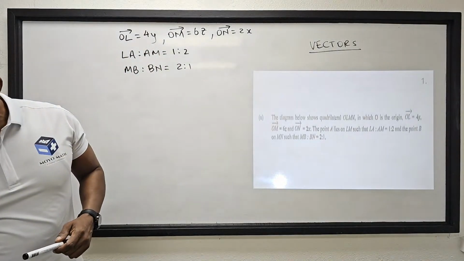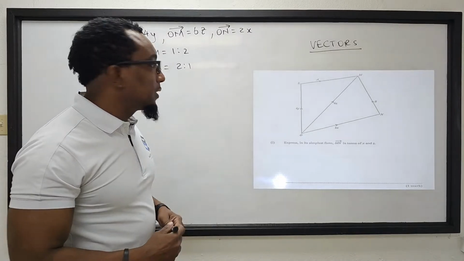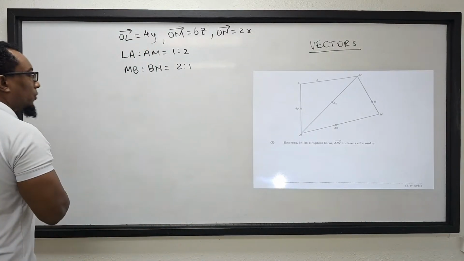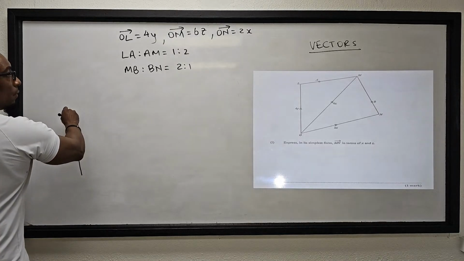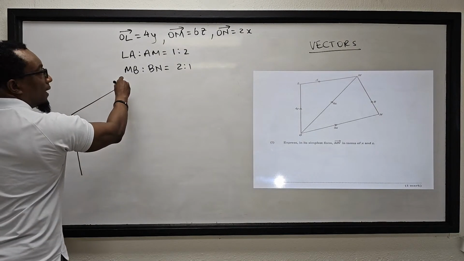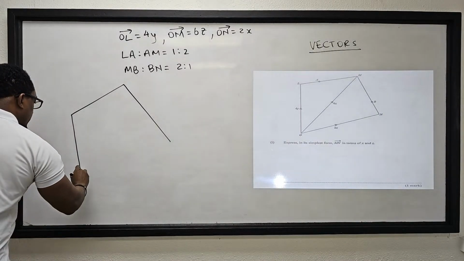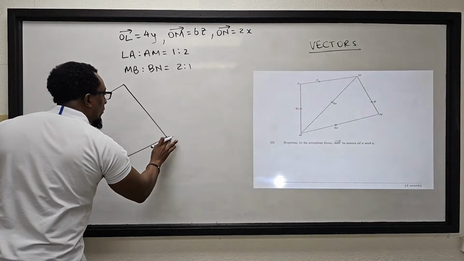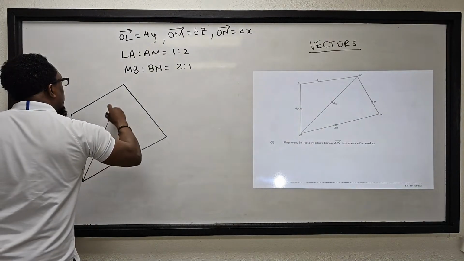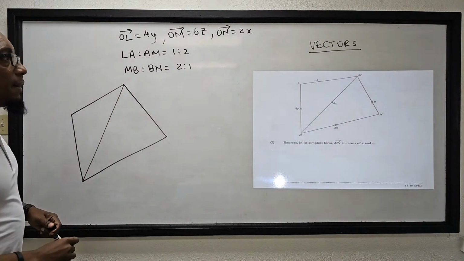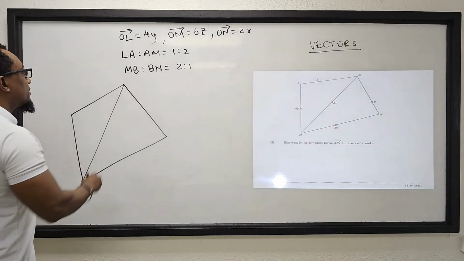Let us apply our knowledge to the question shown. What I like to do is to draw the diagram, so I will draw the diagram. This is OL, LM, MN, and we have ON. And of course, you have this line drawn from O to M.